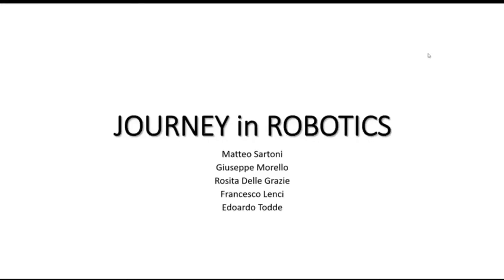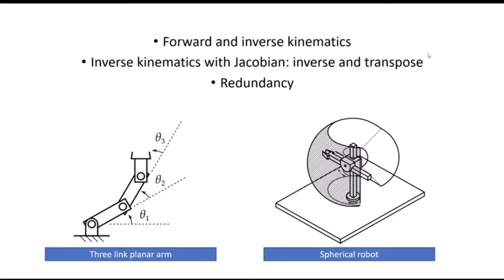The purpose of our work is to study more in depth some topics of our robotics course. We want to take laws, properties, and characteristics seen in lessons and demonstrate and explain them with a deeper study and with MATLAB simulation. We have chosen three main arguments: forward and inverse kinematics, the inverse kinematics problem with the Jacobian matrix, inverse and transpose, and the problem of redundancy.